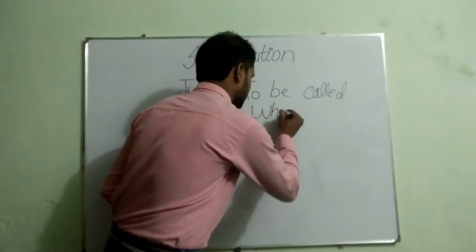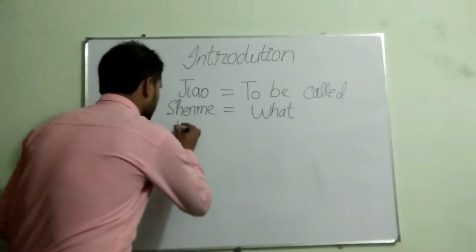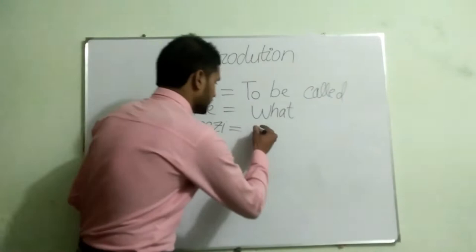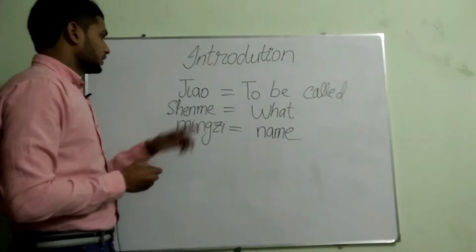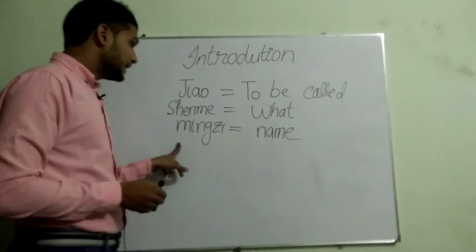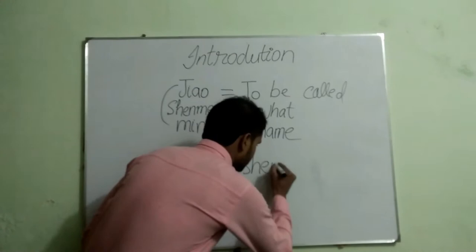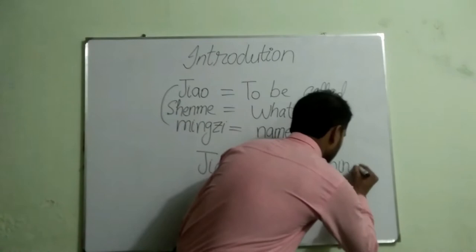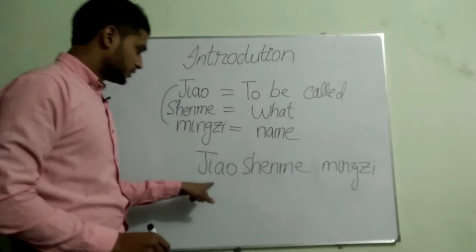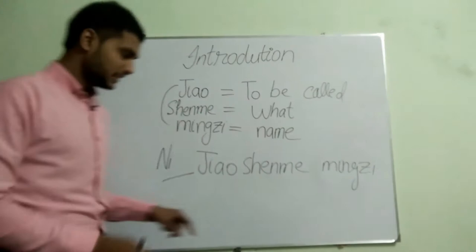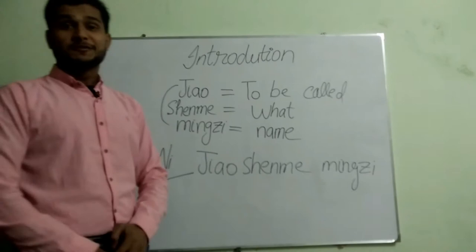Next word is ming, M-I-N-G. Ming. And if I put here z, it becomes mingzi. Its meaning is name. Jiao, to be called. Shenme, what. Mingzi, name. If I combine these, it becomes jiao shenme mingzi. If I put here ni, ni meaning you, ni jiao shenme mingzi, its meaning is what's your name?